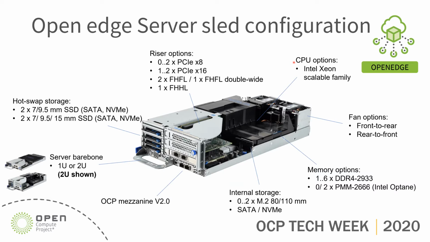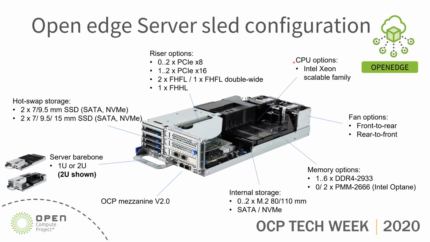We have fan options. The OpenEdge supports cooling air flow from front to rear or from rear to front, depending on what is actually the side arrangement. There may be hot aisle, cold aisle arrangements, or some other reason to pick the cooling airflow into a certain direction. So we have fan options for that. Memory. This is showing the current server generation that we are currently shipping. So based on the Cascade Lake.